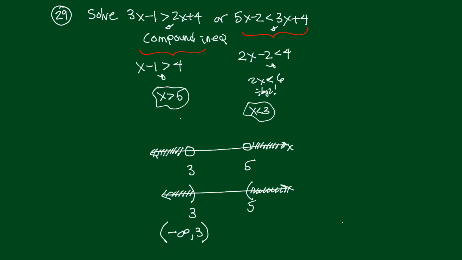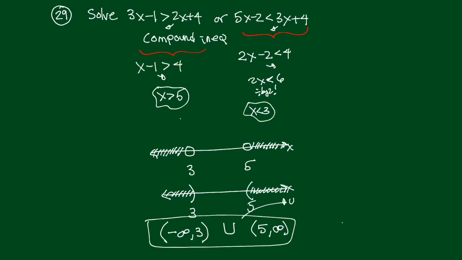And then over here, on this side, we're out from 5 all the way out to positive infinity. So this is going to go, now 5 is not included, so parenthesis, 5 out to infinity. And I want an or. Now the mathematical symbol, the set theory symbol for or, is this union sign. So that symbol right there is read as union, and it means or.